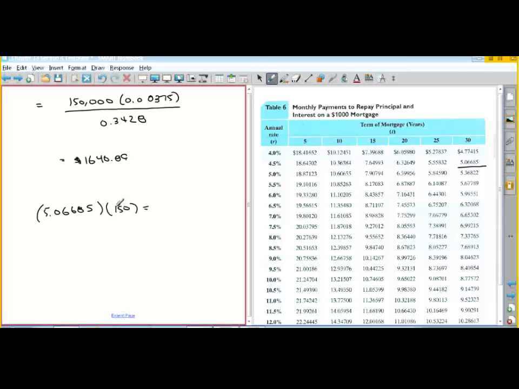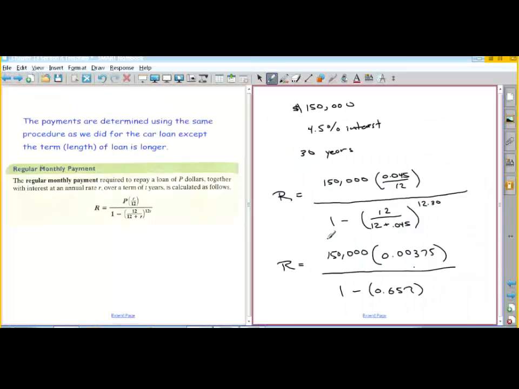5.06685 times 150 for a $150,000 mortgage, and you end up with a payment of $760.03. So I made a mistake on the previous calculation. Let me see what I did wrong. So 12 divided by 12.045 raised to the 360th power.